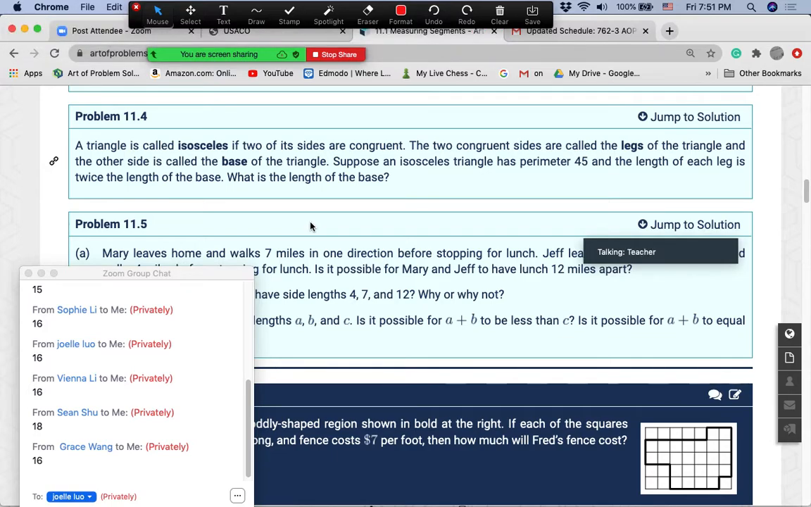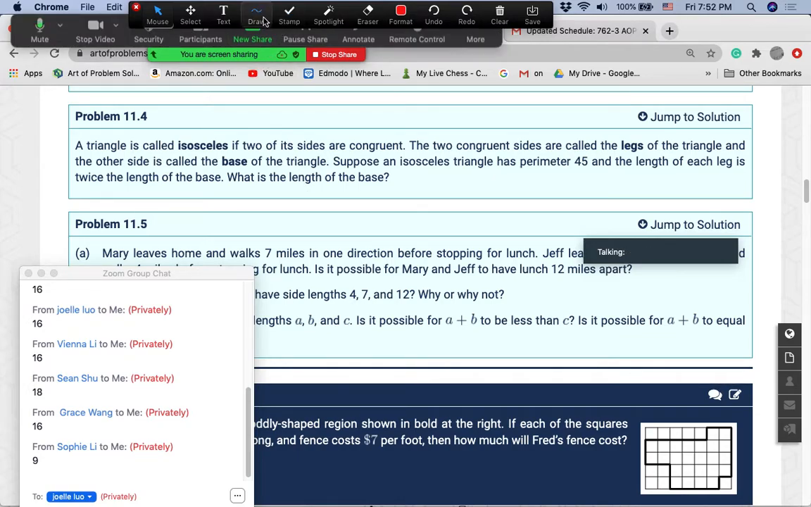Let's see. Vienna, can you read this problem? A triangle is called isosceles if two of its sides are congruent. The two congruent sides are called the legs of the triangle, and the other side is called the base of the triangle. Suppose an isosceles triangle has a perimeter of 45 and the length of each leg is twice the length of the base. What is the length of the base?